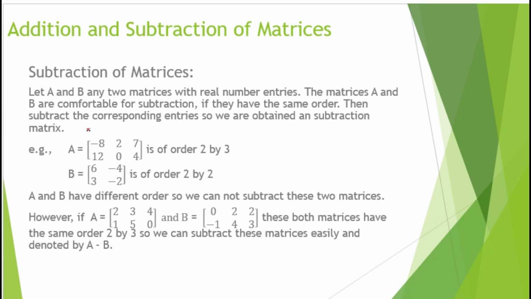For example, here A and B are two matrices. The order of matrix A is 2 cross 3 and the order of matrix B is 2 cross 2. So we cannot subtract these two matrices because they have distinct orders. In the next example, A has order 2 cross 3 and B has order 2 cross 3. So we can subtract easily, and subtraction of matrices is denoted by A minus B.